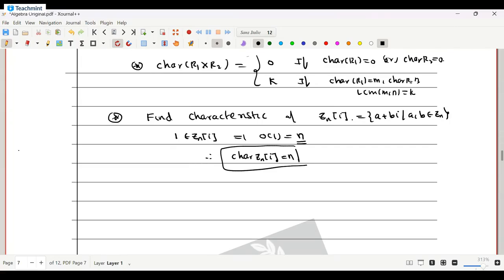Okay, so now find the characteristic of Z3 cross Z3[i].